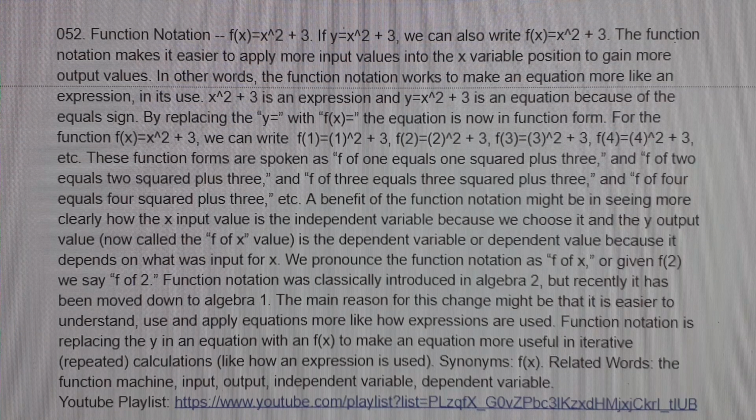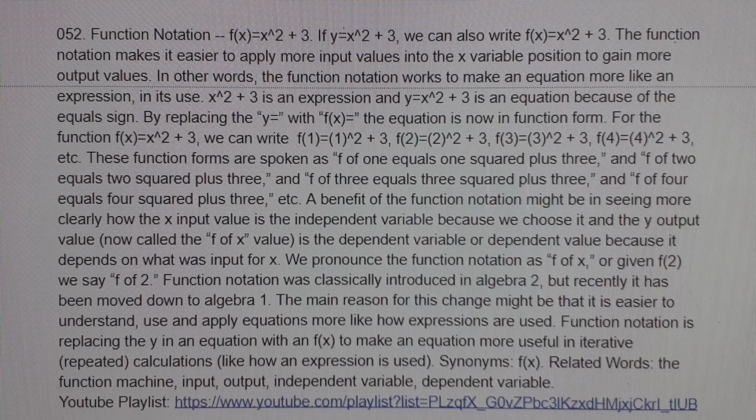Function notation. f(x) = x² + 3. If y = x² + 3, we can also write f(x) = x² + 3. The function notation makes it easier to apply more input values into the x variable position to gain more output values. In other words, the function notation works to make an equation more like an expression in its use.